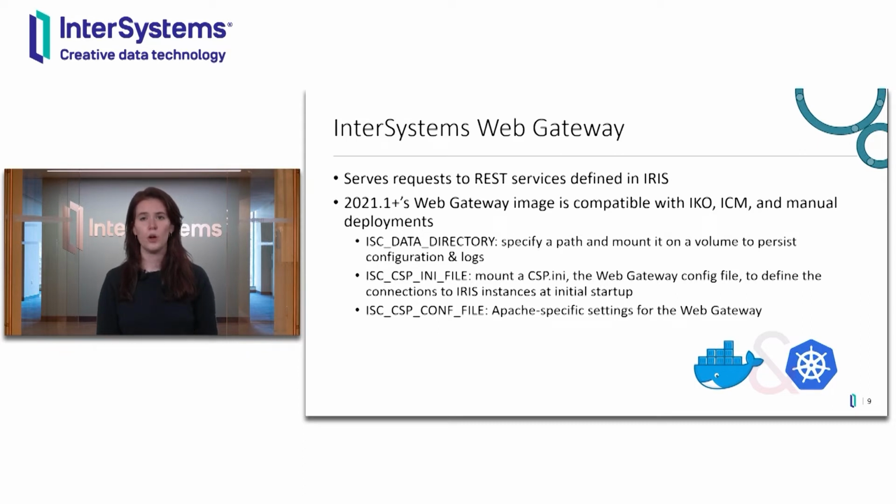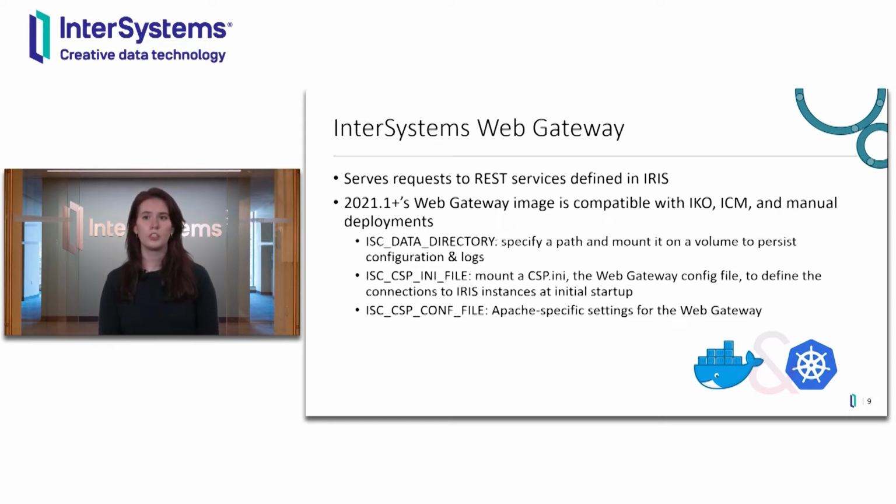For 2021.1, we've rewritten the entry point to take a handful of optional inputs, including the 3 environment variables listed here. Just like IRIS, you can specify ISC data directory and mount that path on a volume to persist data beyond the container's lifecycle. In the Web Gateway's case, this includes its config files, csp.ini and csp.conf, as well as the Web Gateway and Apache logs.